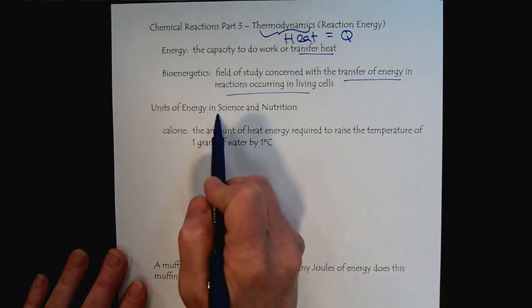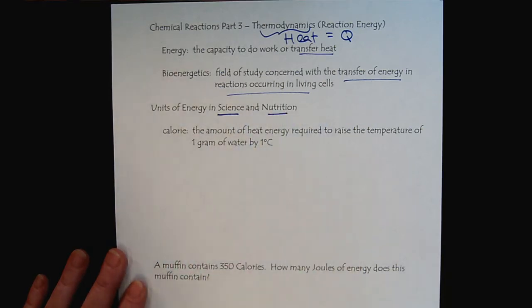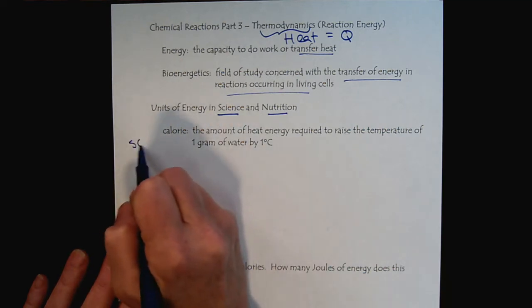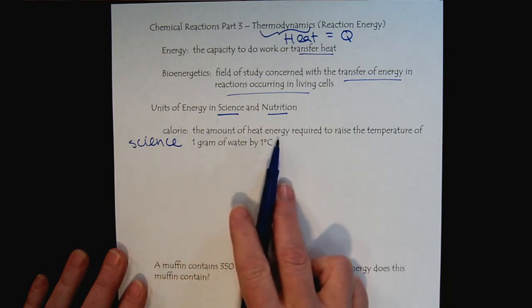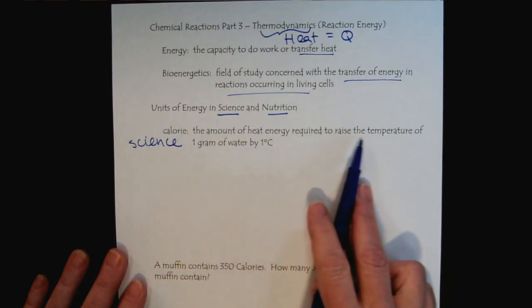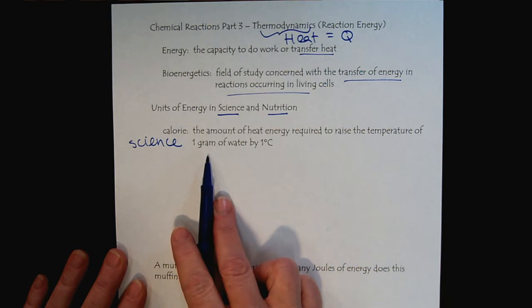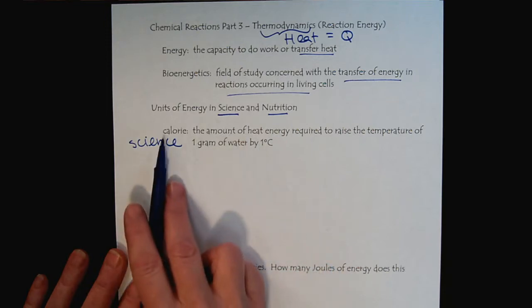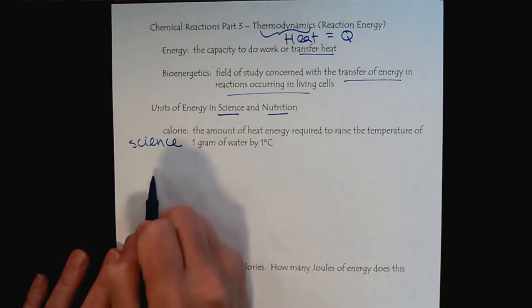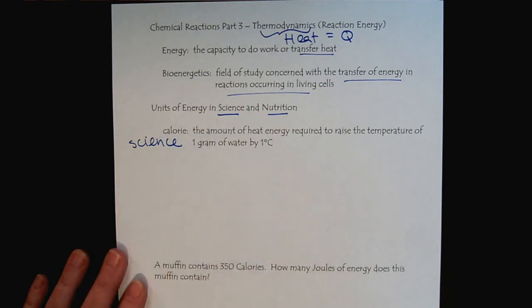And it's interesting, science and nutrition have taken a different approach. So the science definition of a calorie is the amount of heat energy required to raise the temperature of 1 gram of water by 1 degree C. So this is an example where we have to pay attention to the case. All right, so in science, it's a lowercase c.